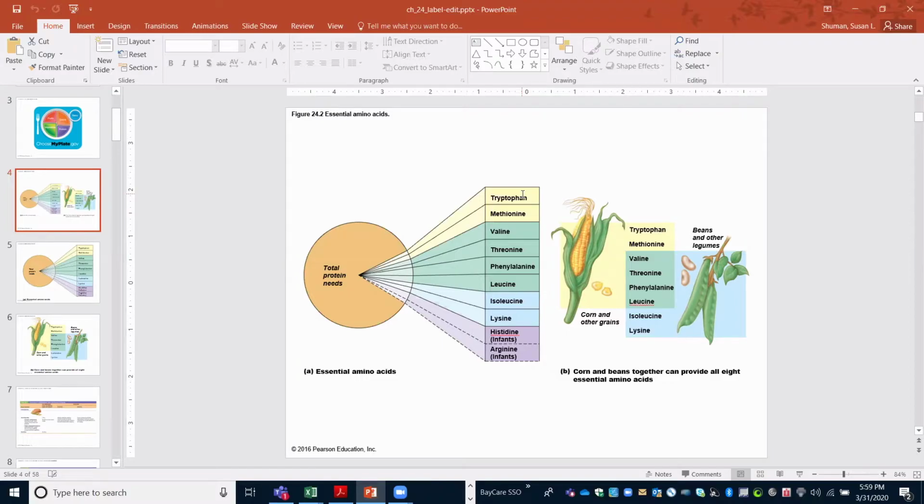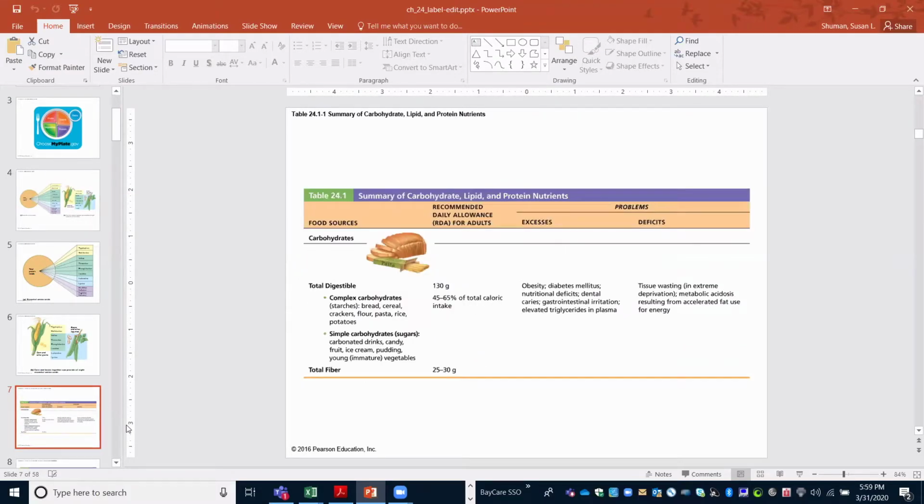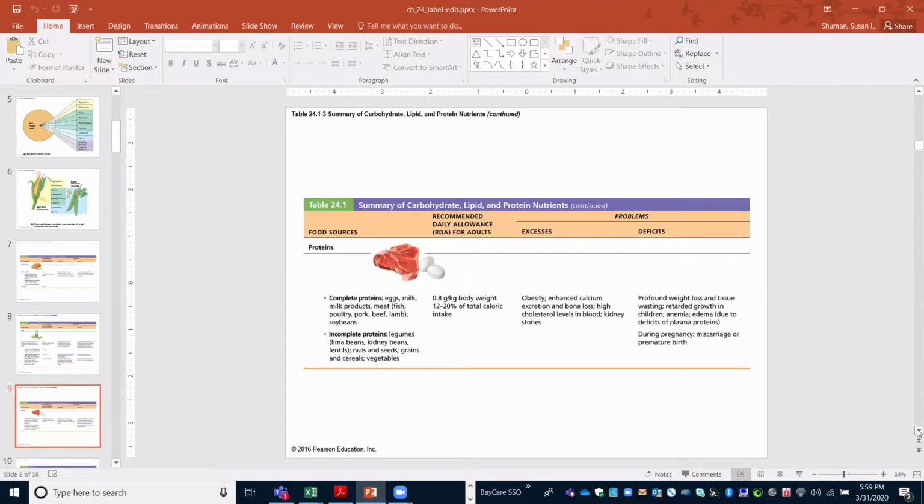Okay, so next, lipids. Let's move on to my lipids. Let's move past here. Let's get down. I gotta scroll. Up, back one.